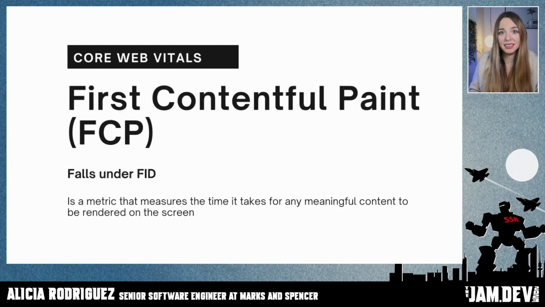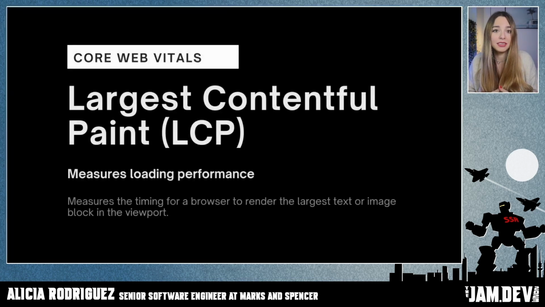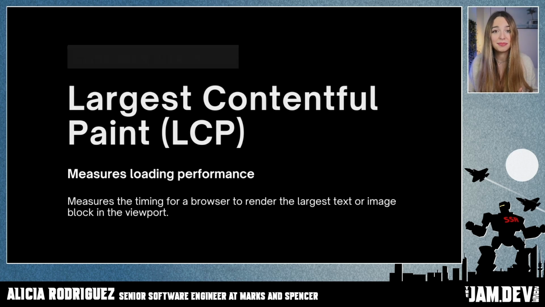First contentful paint. This metric falls under the first input delay. It measures the time it takes for any meaningful content to be rendered on the screen. A lower FCP score indicates that the page is loading faster and provides a better user experience. The largest contentful paint measures loading performance. This measures how long it takes to render the largest image block or text in the viewport. It can be used as a key indicator of how fast the site is loading for the user.